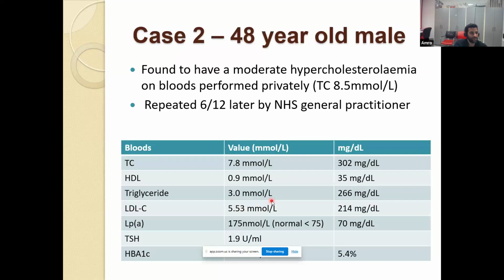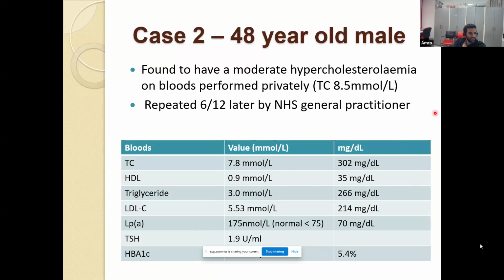Finally, case 2. This is a gentleman who's been found to have moderate hypercholesterolemia. Bloods were performed privately, as they do in private clinics. Found to have 8.5. They told him, go and see your GP. By the time he got an appointment with his GP, it was 6 months later. And these are the bloods for the GP.